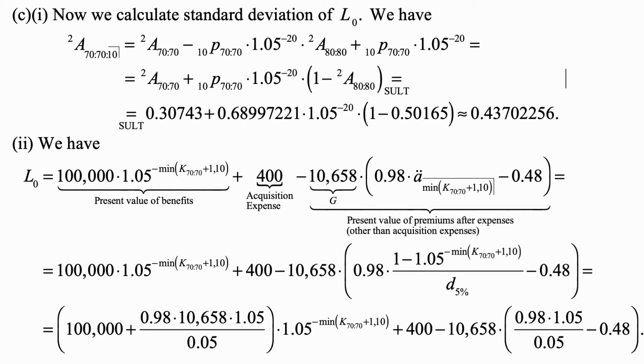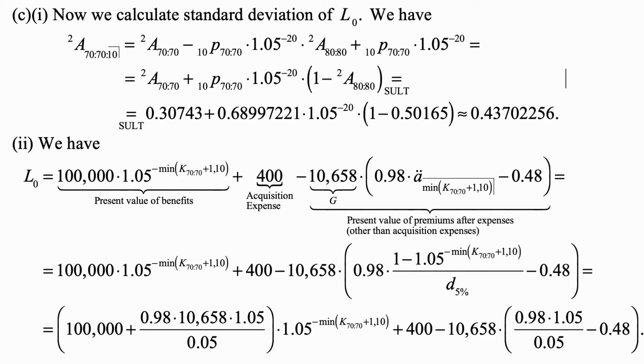The random variable L0 is 100,000 times 1.05 to the minus minimum of K 70:70 plus 1 and 10, plus 400, minus the present value of premiums after expenses, so 10,658 times 0.98 times A double dot angle minimum of K 70:70 plus 1 and 10, minus 0.48, and that's equal to... that 0.48, by the way, is because the 2% of the 50% is already in the first expression.